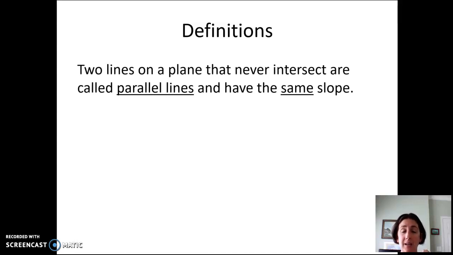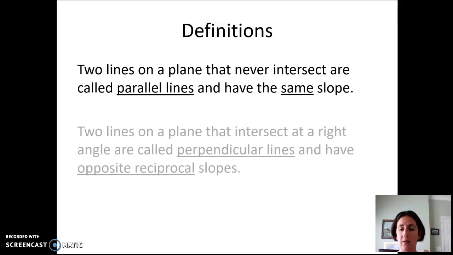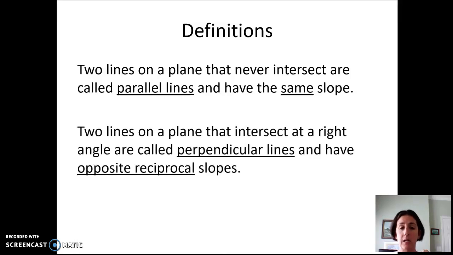Now, two lines that don't ever intersect, that have no solution, actually have a special name. They're called parallel lines. And since they never intersect, that means that they rise and run at the same rate. So parallel lines have the same slope. Then we have two special lines that intersect, but they intersect at a right angle, and those are referred to as perpendicular lines. Perpendicular lines have opposite reciprocal slopes. Opposite meaning one of them is positive and one of them is negative, and reciprocal meaning you flip your fraction, you switch your denominator and your numerator.